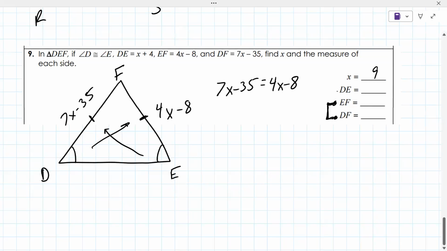I mislabeled these on the right. These are the two that are congruent. DE is 13. That one, EF, is 13. And the other is 26. I guess they're both 26. It is, and they both actually end up being 28. Sorry, yeah, 28. That's right.